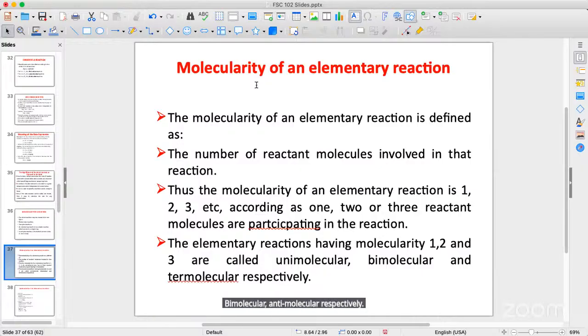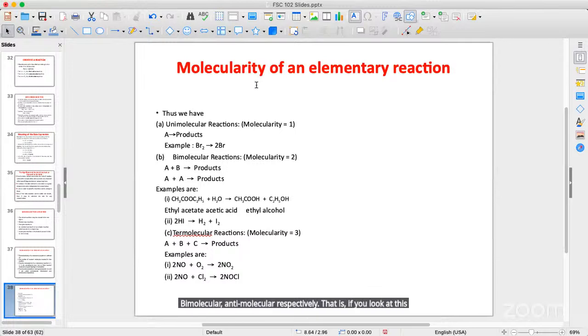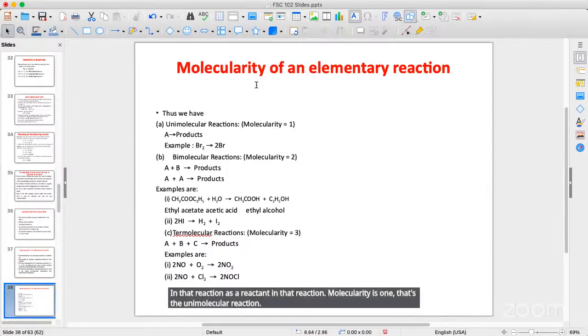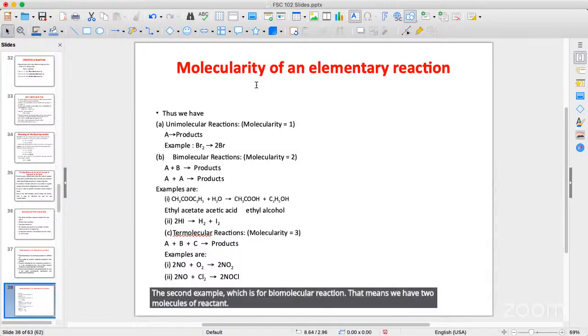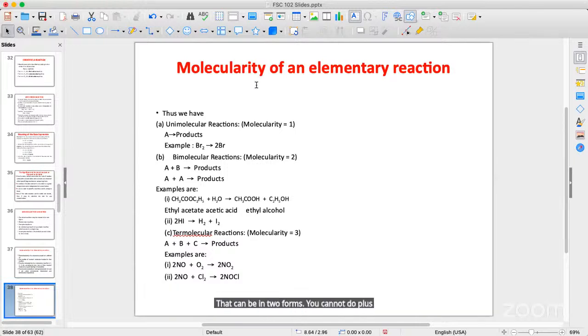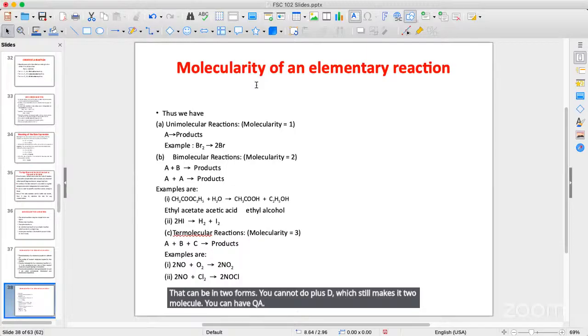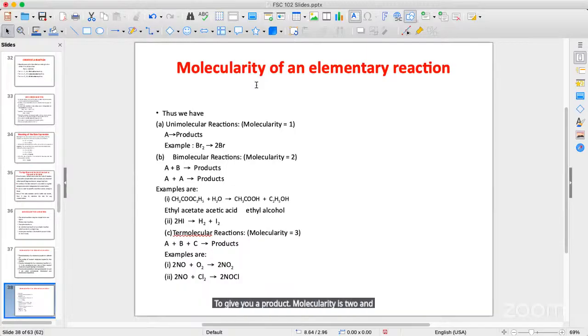If you look at this, in a unimolecular reaction you have just one molecule of reactant giving you the product, so the molecularity is 1. That's a unimolecular reaction. The second example is a bimolecular reaction, which means you have 2 molecules of reactant. That can be in 2 forms: you can have A plus B, which is still 2 molecules, or you can have 2A to give you product. Molecularity is 2, and that's a bimolecular reaction.